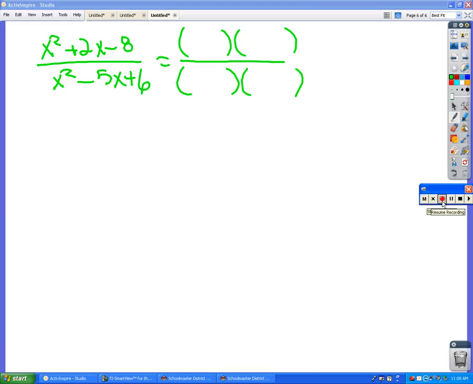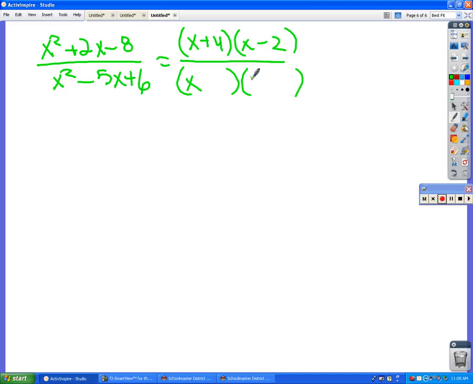Forrest, you said you wanted to take us through this? Yeah. So the first one on top is x plus 4 and then x minus 2. Okay. Hold on just a second. Is that what everybody else got? Yeah. X plus 4, x minus 2, because 4 times negative 2 is negative 8, and 4 minus 2 is positive 2. Okay, good deal.